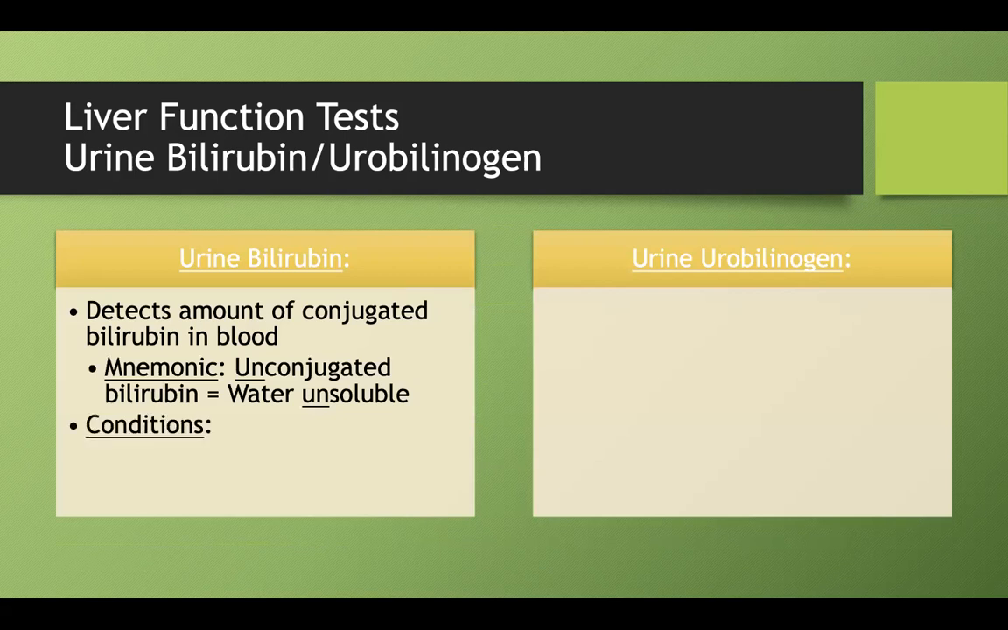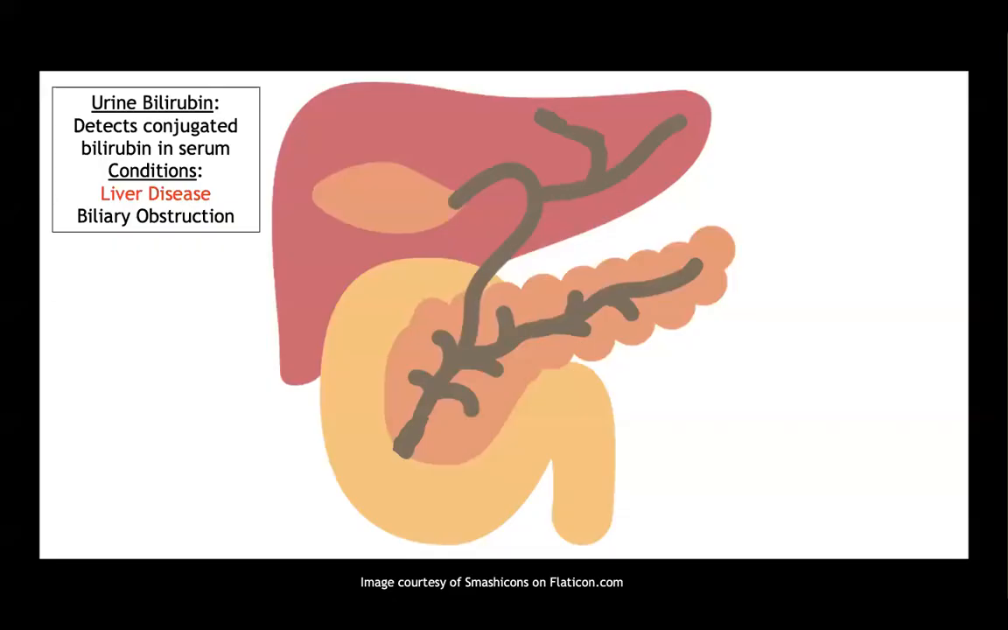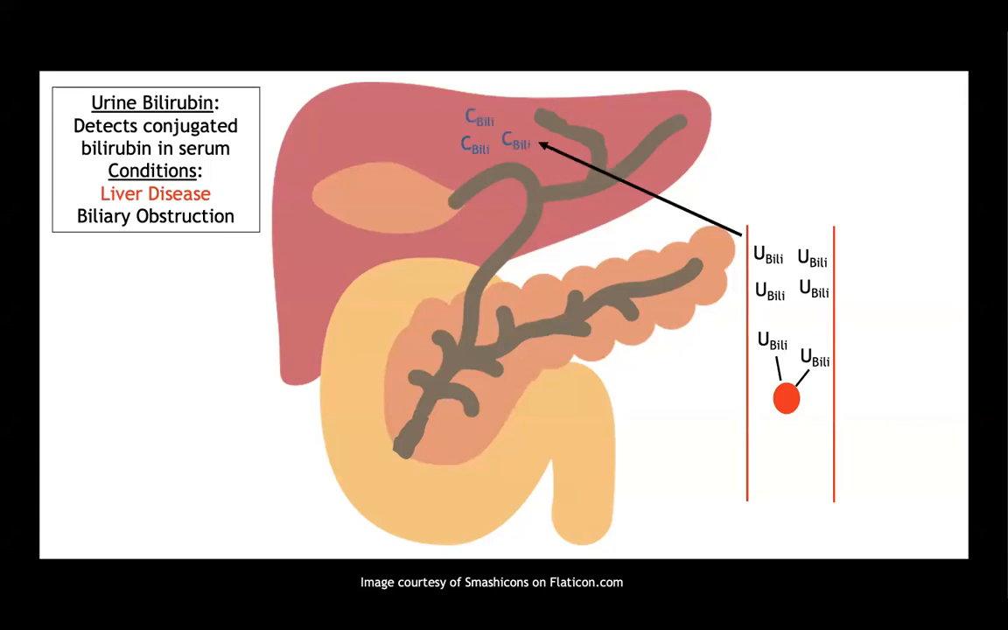And the conditions in which you'll see urine bilirubin, you can see it in liver disease and biliary obstruction. And so let's talk about each of these conditions right now and why they would increase your urine bilirubin. In liver disease, I've talked to you many times about how you can have unconjugated hyperbilirubinemia because nothing's getting metabolized and changed into conjugated.